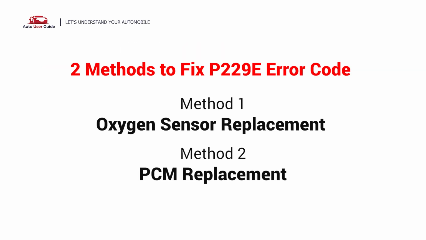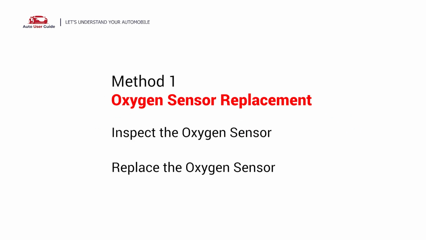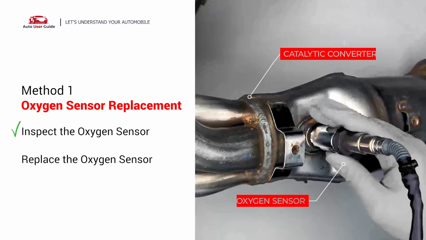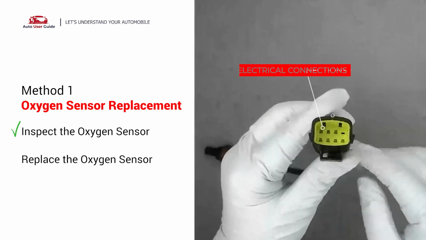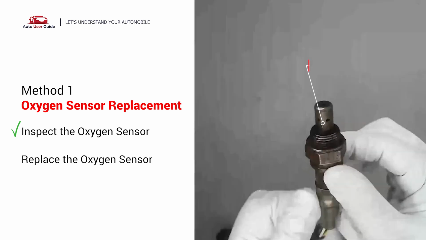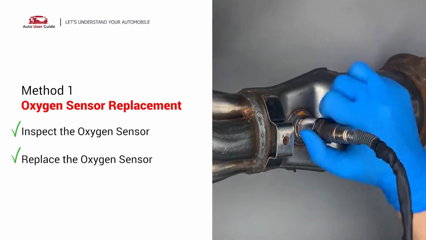So here are the two practical solutions to fix the P229E error code at home. Oxygen sensor replacement. Carefully remove the oxygen sensor from the catalytic converter and visually check the oxygen sensor electrical connections, wire harness, and metal tabs for any damages. If damages are found, then replace the oxygen sensor.